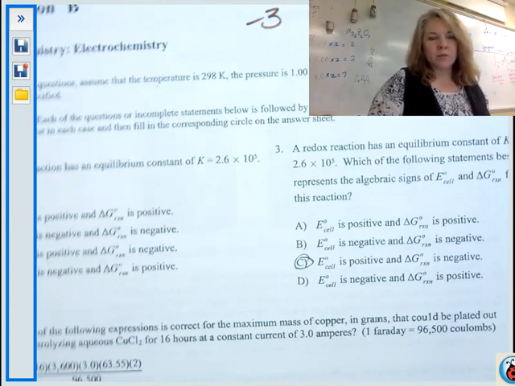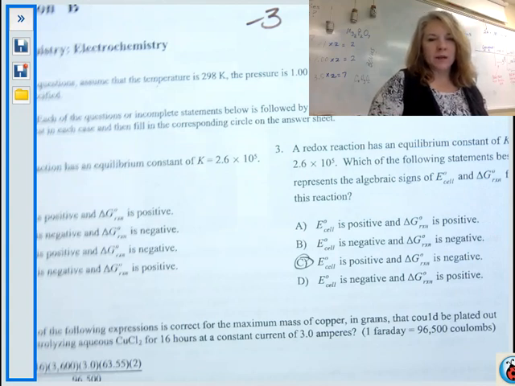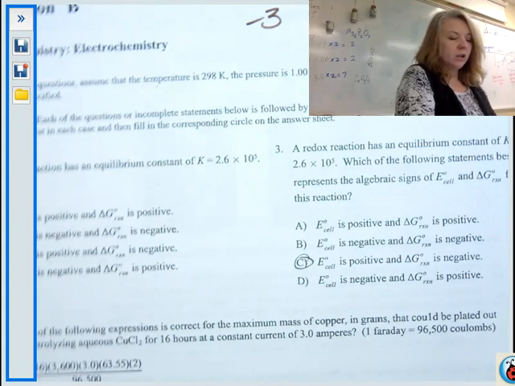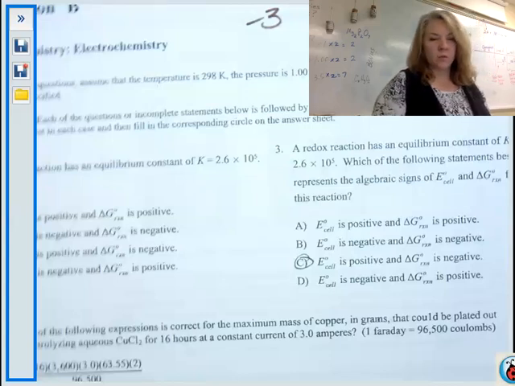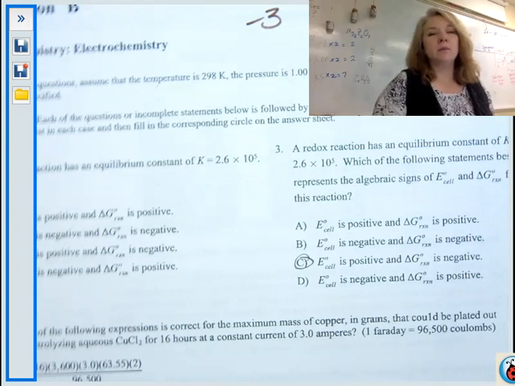On number 1, we have a redox reaction with an equilibrium constant of 2.6 times 10 to the 5th power. That is a huge K, right? K is greater than 1. In fact, much, much, much greater than 1. So what do we know? This is just kind of a memory thing. You had to memorize some things about E of the cell and delta G. And if you don't have that in your memory bank, you got to get it there, okay? That's going to show up on your next test.